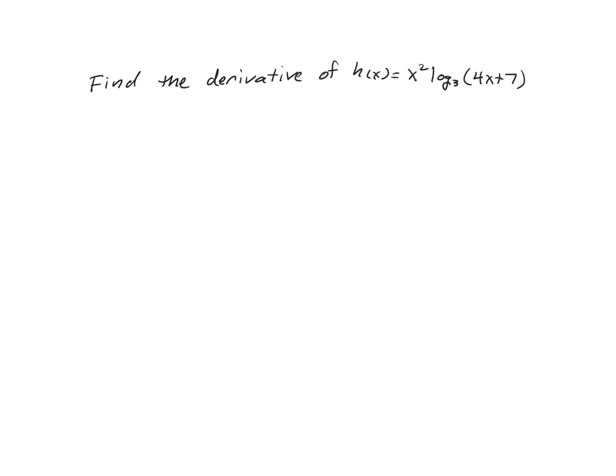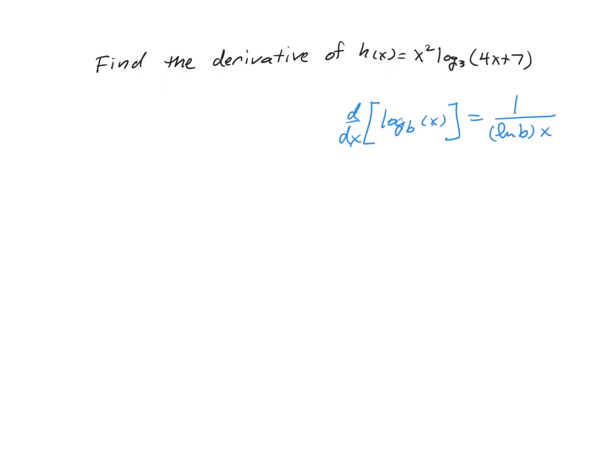Okay, so in this example, we're going to be finding the derivative of a function involving a logarithm with a base other than e. So just for the record, we're going to remember that rule from before. d/dx of log base b of x is the fraction 1 over the natural log of b times x. So we're going to be using that idea in this problem.